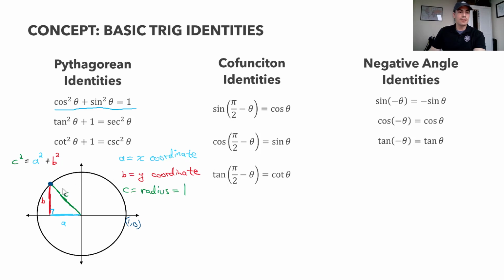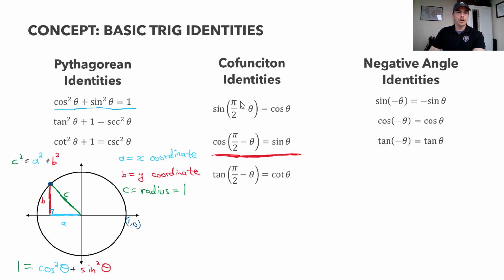Now remember we said on our unit circle, again, x coordinate is just cosine and y coordinate is my sine. So I can then substitute in 1 for c squared, and then a squared would be cosine squared, and b squared would be sine squared, since those are just my x and y coordinates. Okay, so that is the Pythagorean theorem, kind of the basis for that.